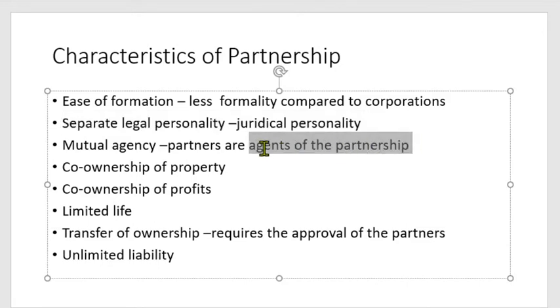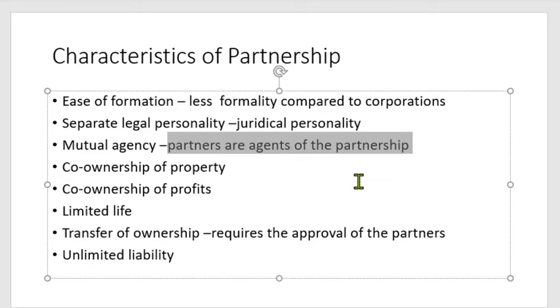Next, the mutual agency. Partners are agents of the partnership. When we say mutual agency, any acts of the partners may be construed as acts of the partnership. Hence, kung ano man yung mga acts ng partner, it may legally bind the partnership to a contract or agreement that is in line with the partnership's operations.